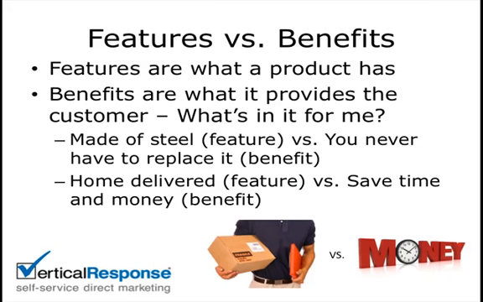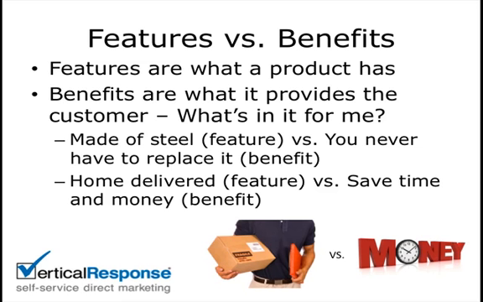So some of the things that you want to keep in mind when you're writing is what is going to be appealing to the person reading your email or your blog. One of the things to keep in mind is features versus benefits. Features are what your product or service has, and benefits are what it's going to provide to the customer, what's in it for the customer, because they're always going to ask that question, what's in it for me? So you want to make sure that you're presenting your information to answer that question for them.